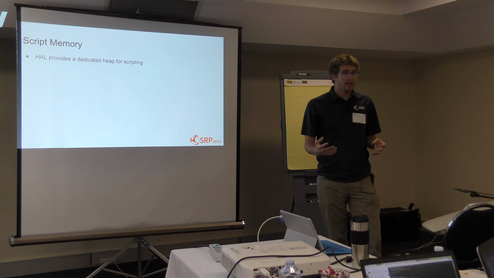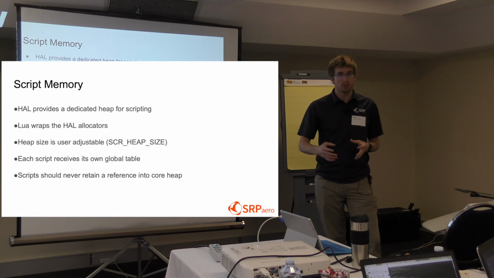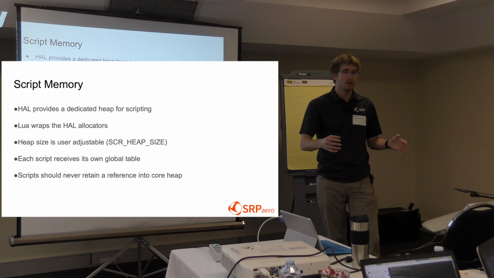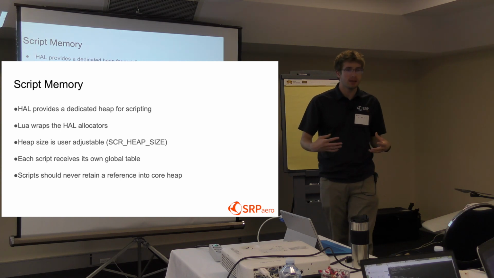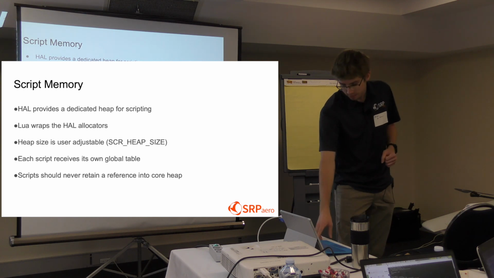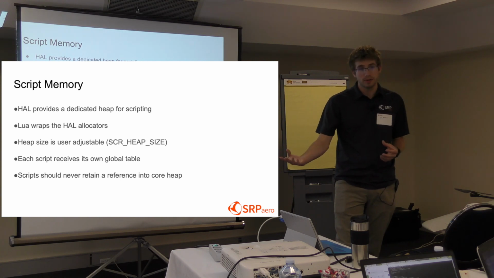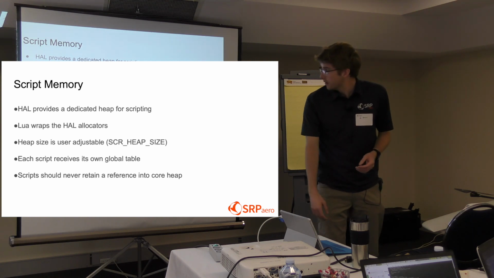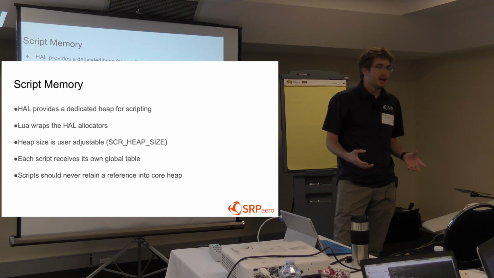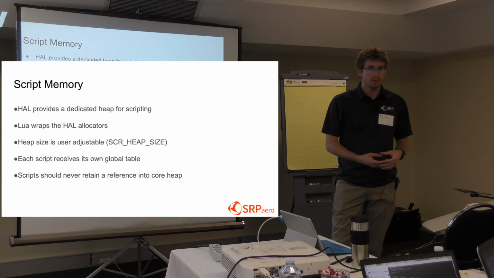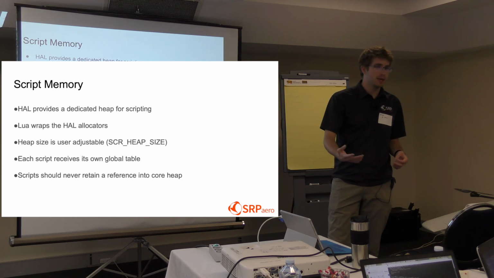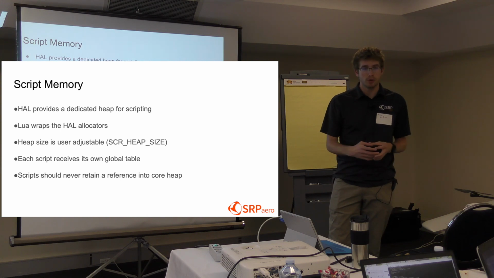So we're depending on the HAL to provide us a pool of memory to work with. So we ask the HAL on startup, give me a fixed pool of this much memory, and then we're going to ask the HAL for realloc, and we just realloc inside of that memory continuously. So Lua just wraps all those allocations, and Lua provides the garbage collection, which again just goes down to realloc in the end. The user can change how much heap is allocated to scripting. So we have a default value, I think, at the moment of 32K. But if you have a lot of memory on your board, you can increase that.